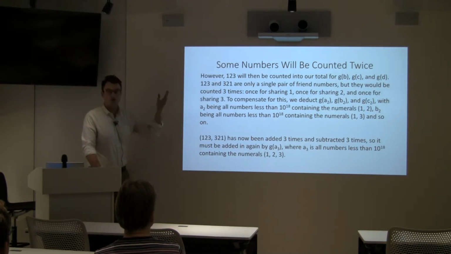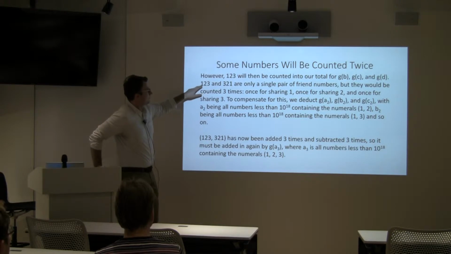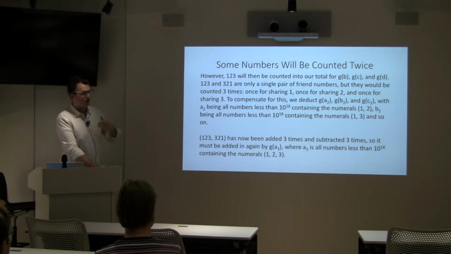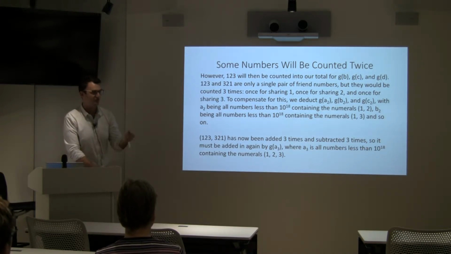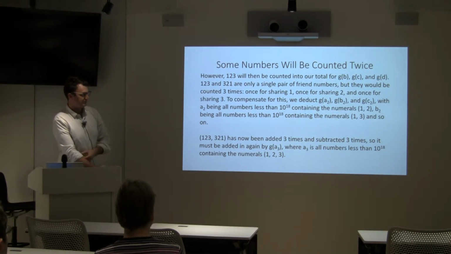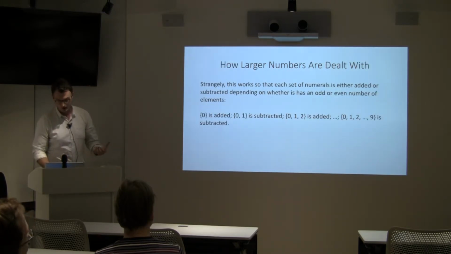We'll count 123 three times because it has three individual digits, 1, 2, and 3. We then subtract it for each pair it has, so we subtract it for 1 and 2, 2 and 3, and 3 and 1. Now we've counted it 0 times, so we have to add it back in. Strangely enough, this alternates with each set size: you add the sets of 1 digit, subtract sets of 2 digits, add sets of 3 digits, subtract sets of 4 digits, and so on. It's kind of strange how this works. I'd have to think about it a little more to figure out exactly why it works that way.